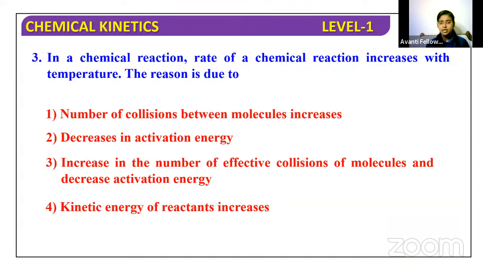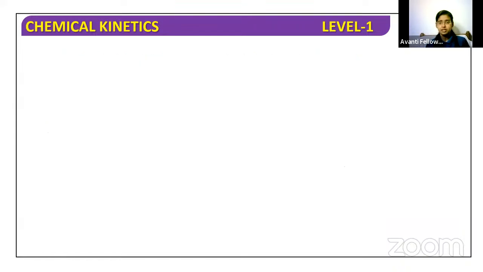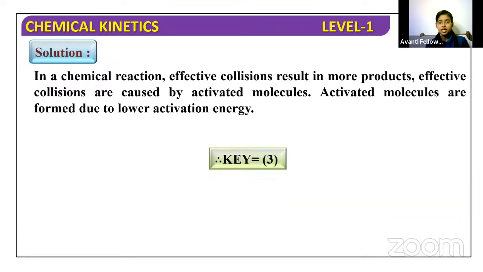Because if I increase the temperature, the number of collisions between the two molecules increases, and the activation energy is getting decreased, and the reaction proceeds very fast. So that can be the correct reason for the rate. Kinetic energy of the reactants also increases, but that cannot be the reason. Clear? So activated molecules are formed due to lower activation energy. So option 3 is the correct answer.